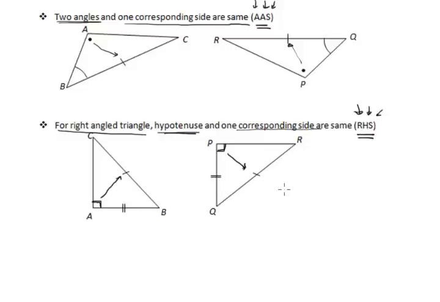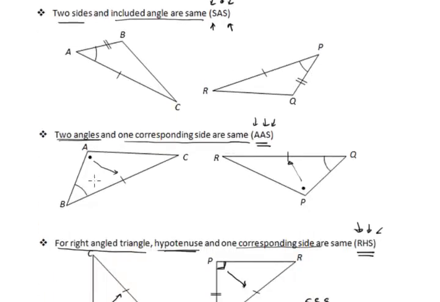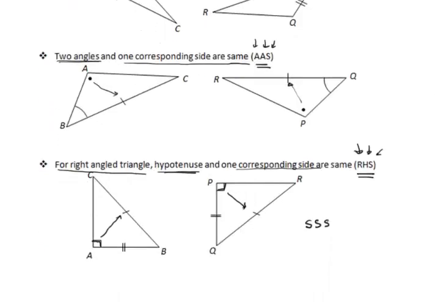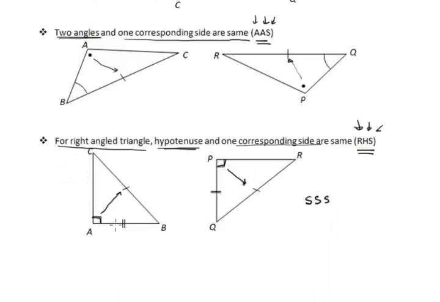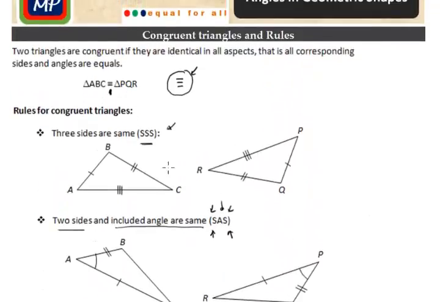So for condition SSS, that means all three sides are equal, or SAS, that is two sides and included angles are equal, or AAS, that means two angles and a corresponding side are equal, or for right angle triangles, hypotenuse and one side are equal, then the triangles are congruent. We will use these rules to check whether two triangles are congruent or not.